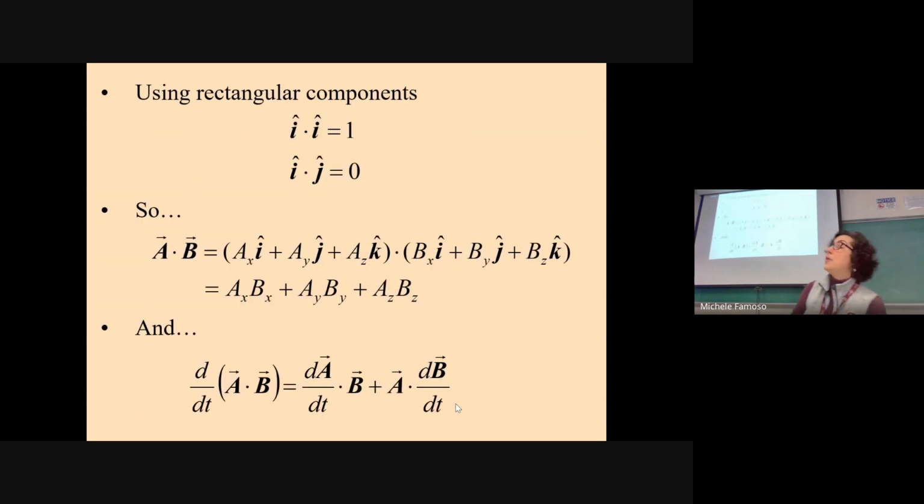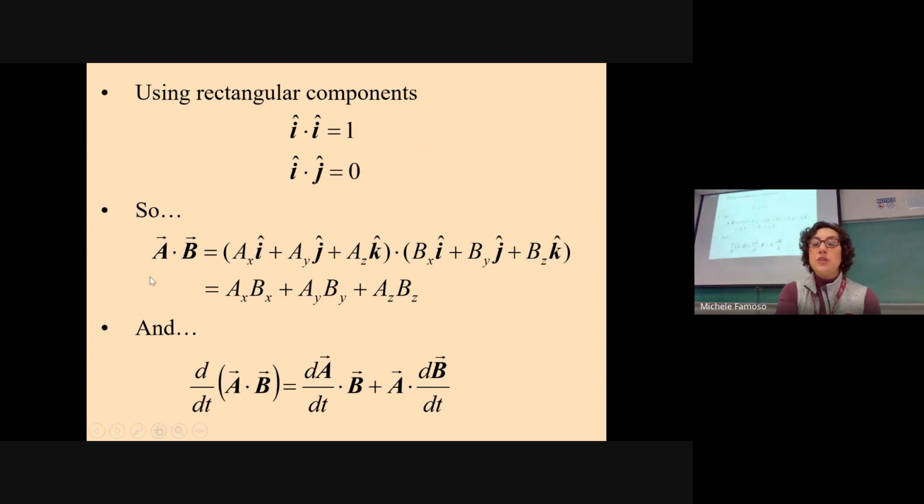Remember that we often use i, j, and k to refer to directions of vectors. If I'm using these rectangular components i, j, and k, i dotted with itself has to be 1, because i has a magnitude of 1 and they're parallel to each other. So it's like 1 times 1. i dotted with j, however: i is to the right, j is up. Those are perpendicular, so that dot product result should be 0.